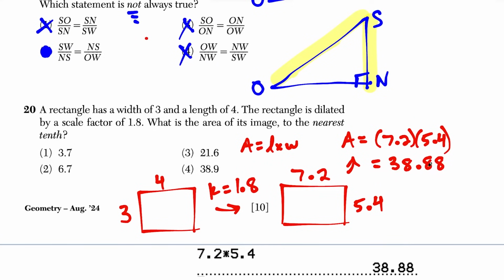So we look at the tenths place, which is an 8, and to the right is an 8, which is 5 or higher. So we're going to round this up to 38.9. Okay, so choice 4 is our answer. For this question, though, we do have to be very careful.